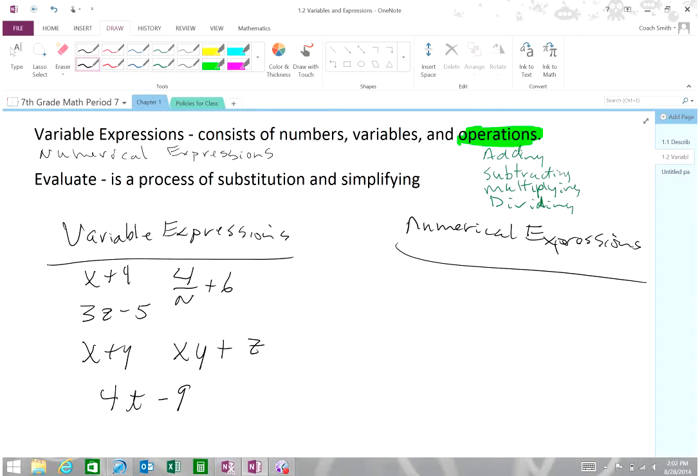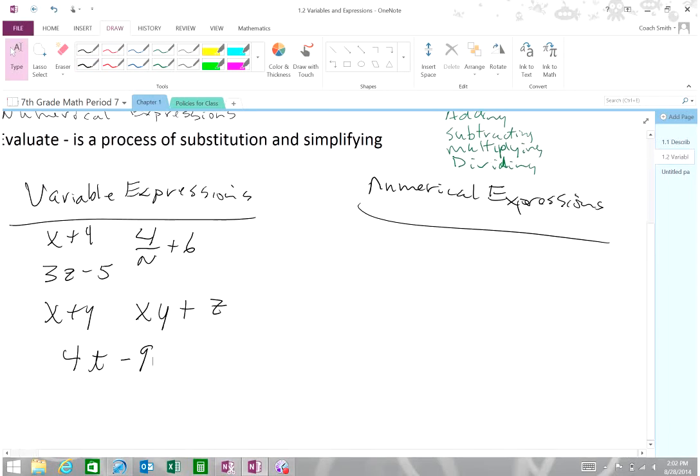Right, Brandon? Okay. Now, let's talk about numerical expressions. Numerical expressions are the expressions you've been doing since you were very young. Okay? 4 plus 5. Okay, 2 plus 2. 2 times 3. 4 divided by 2. Okay, those are all numerical expressions.